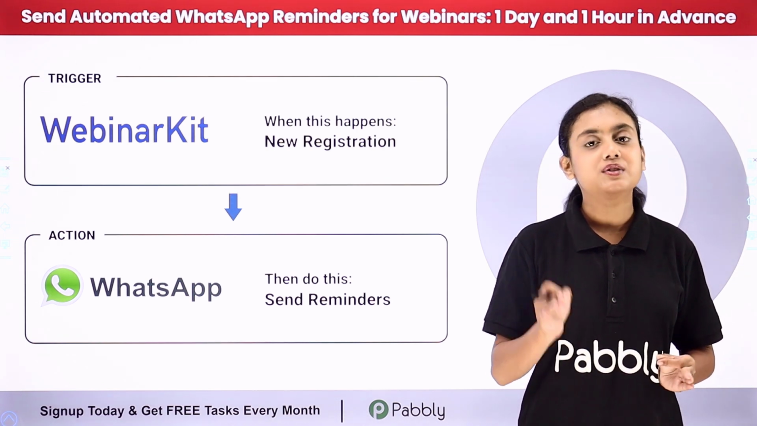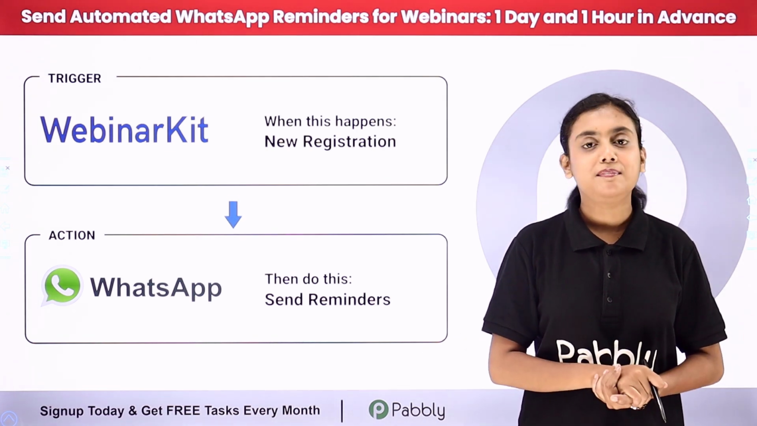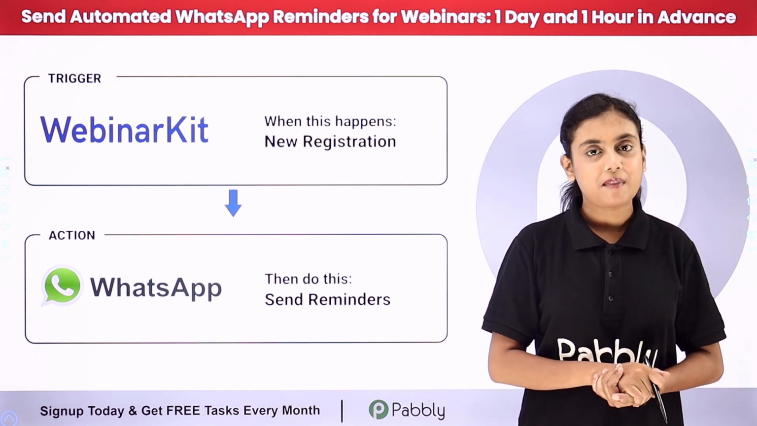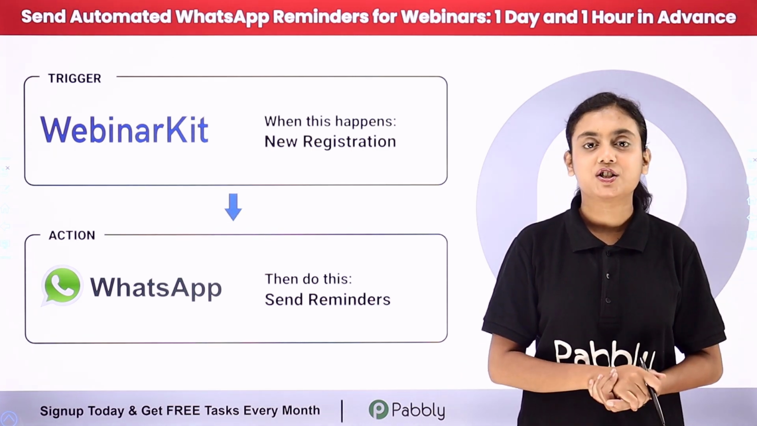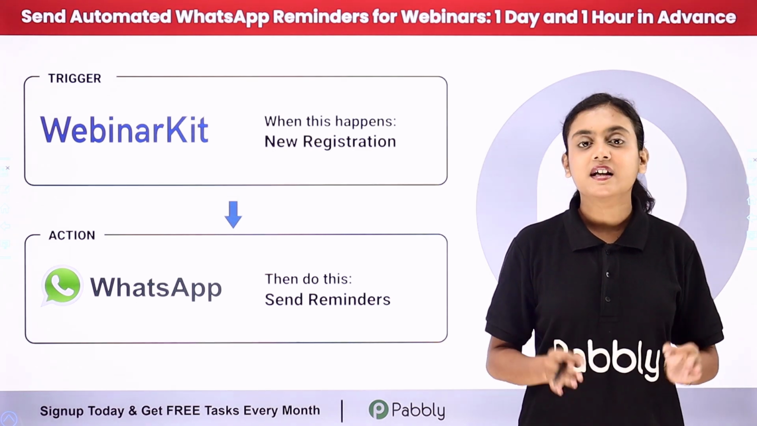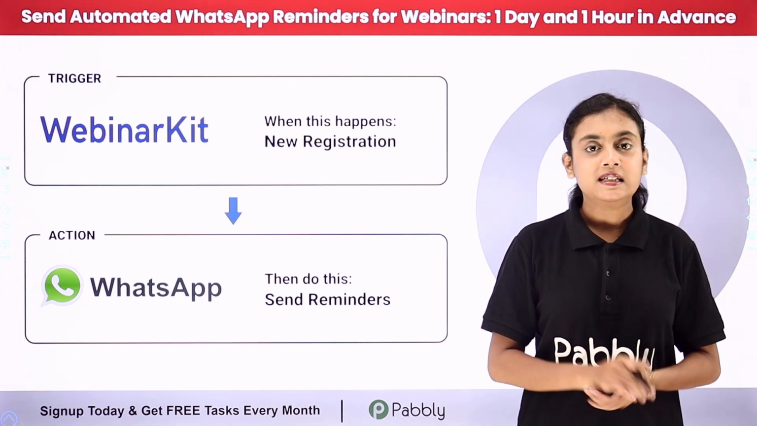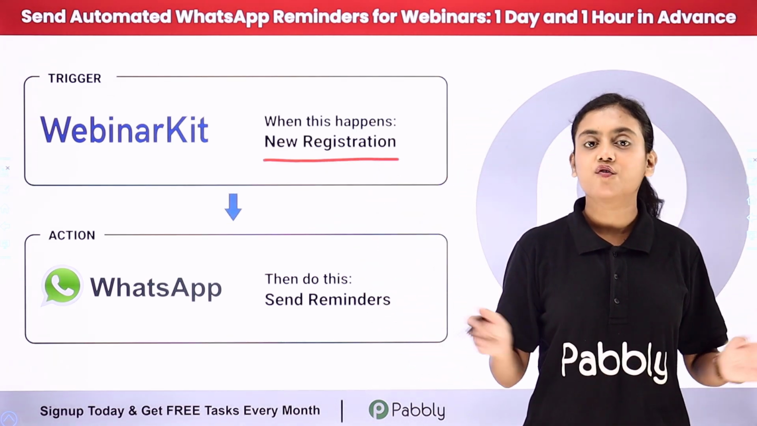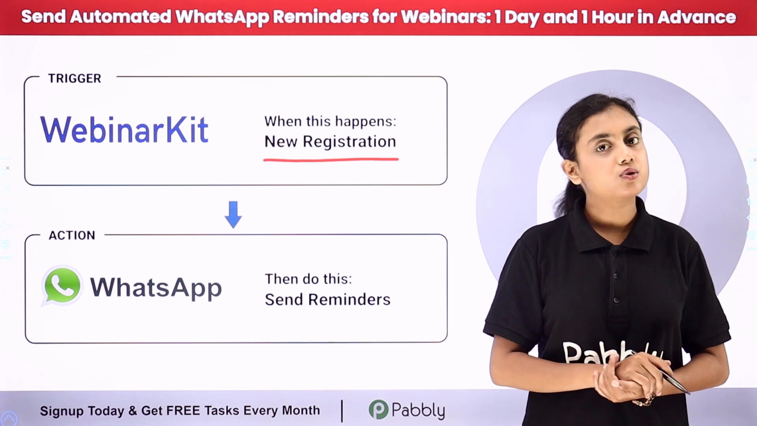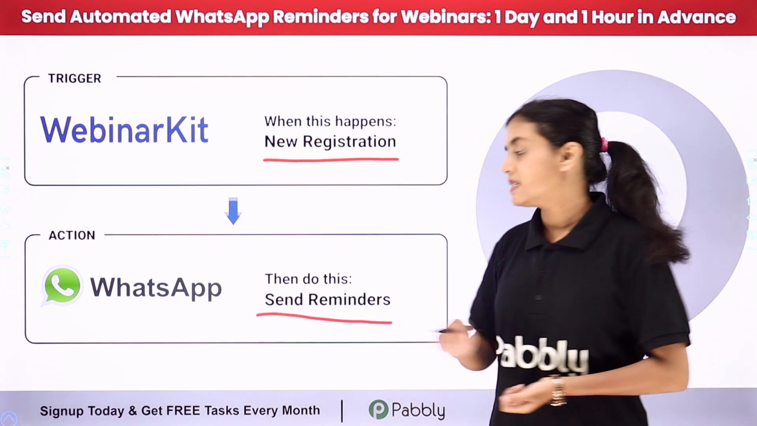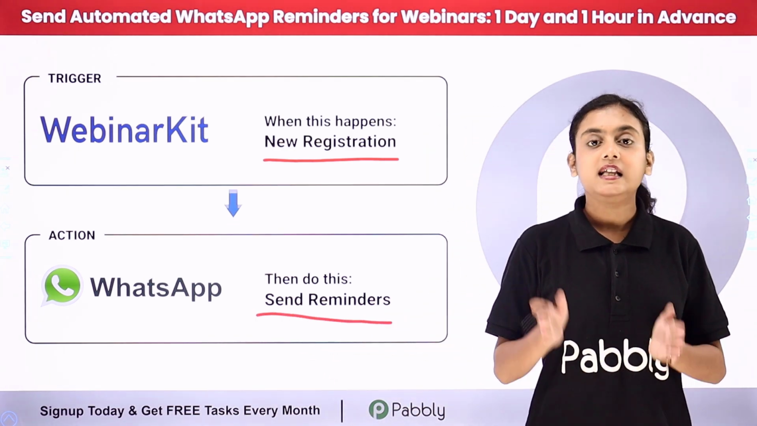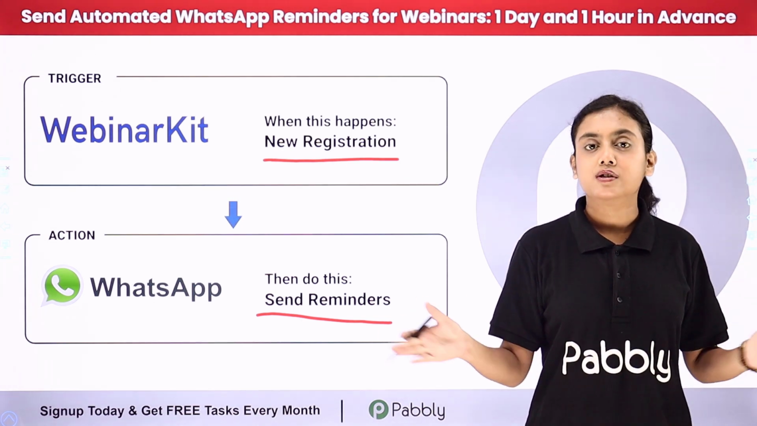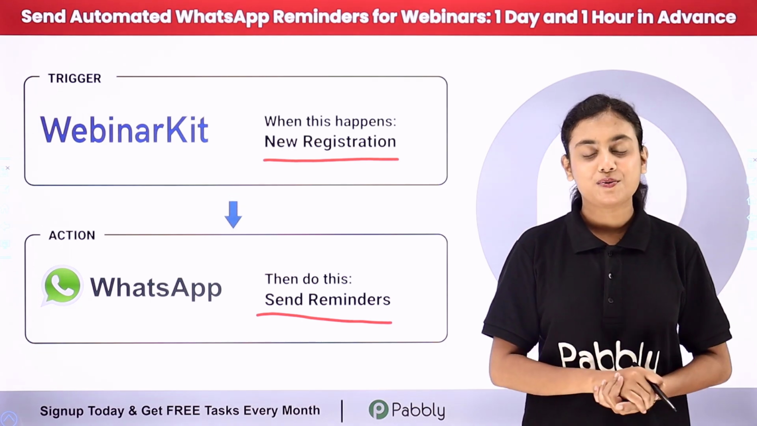And if I'm going to do this manually, it is going to take me a lot of time. So what I did was I simply created an automation using Pabbly Connect, which is an amazing automation and integration software. So here in this automation, as soon as a new registration is done using WebinarKit by any of my attendees, automatically the WhatsApp reminder messages are going to be forwarded to the attendee a day before the event as well as an hour before the event. And if you want to learn how to do this, now let me take you all to my screen.